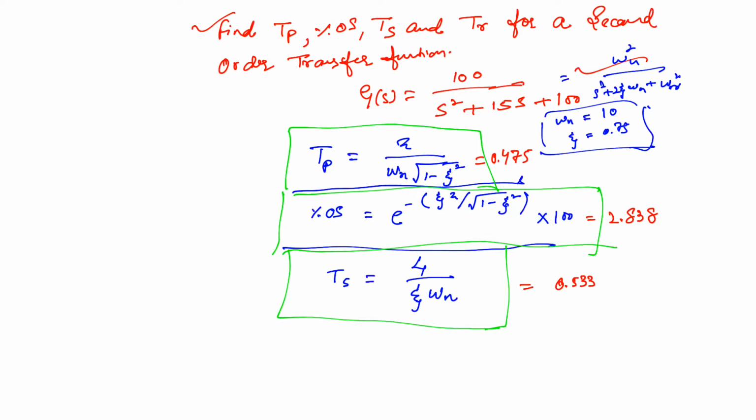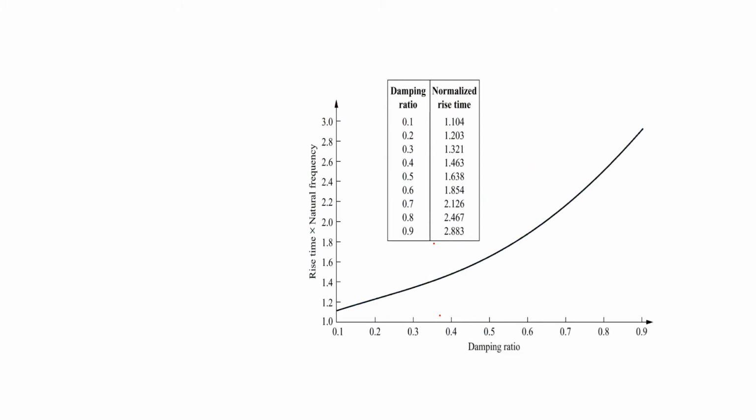Now the only thing that is left is the rise time. As we already know, there is no analytical relationship for the rise time, so we have to use the table of the normalized rise time. In this table we have the normalized rise time, that is rise time times natural frequency, versus the damping ratio.